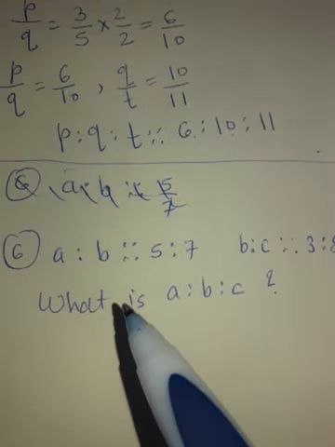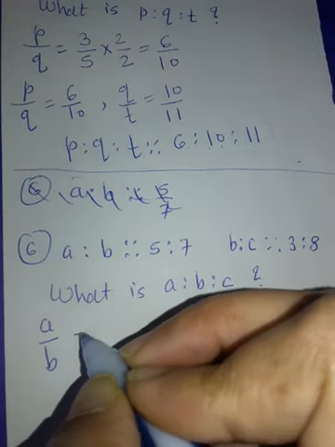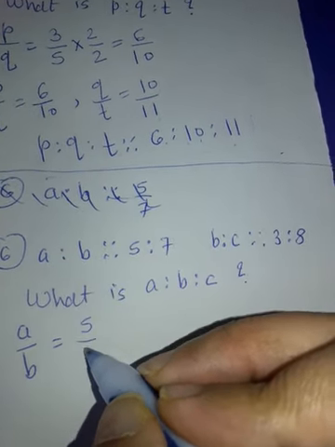Let's solve one more example. A upon B is given to me 5 upon 7.